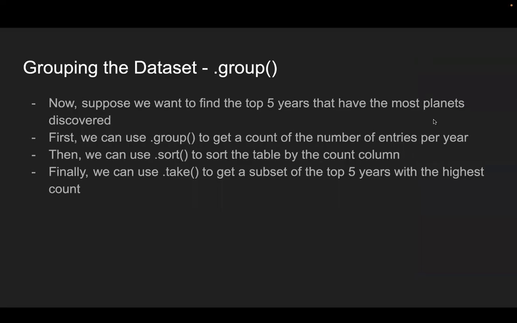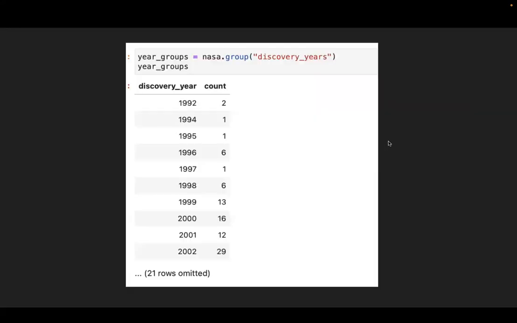So if we want to group the data set, we can use .group. So let's say we want to find the top 5 years that have the most planets discovered. So the first thing we want to do is group this by year. And what .group does is it'll keep the column that you give it, and then it's going to create a count column that'll show us the number of entries per year. And then we can sort this, which will sort the table by the count column. So we have our highest frequency first, and then we can use .take, which will take in a range to get a subset of the top 5 years that will have the highest count.